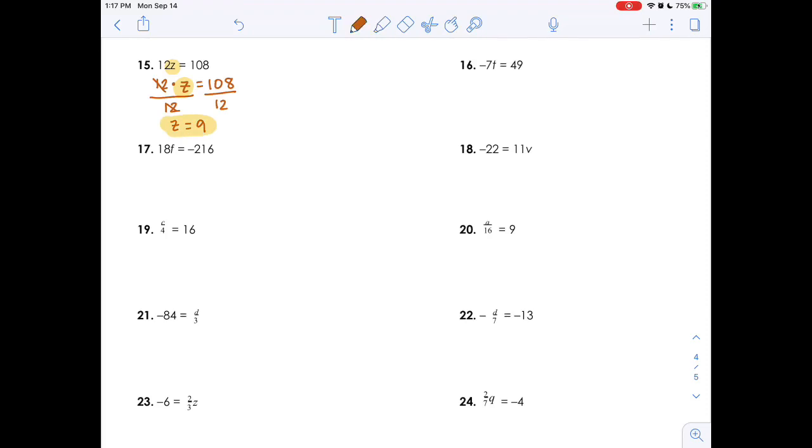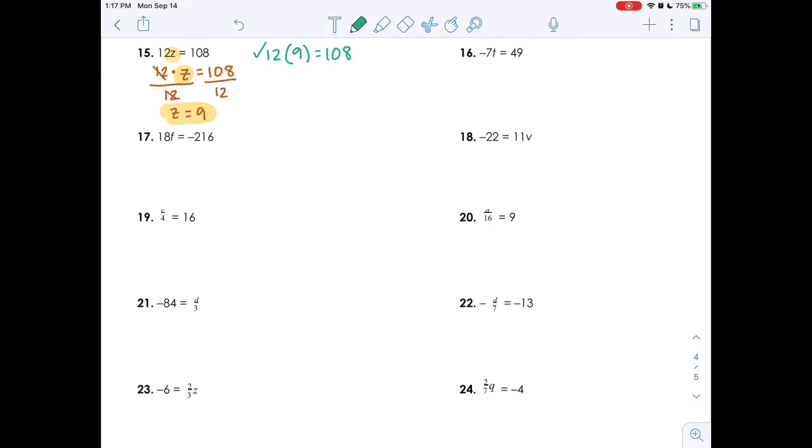Because this is the first one on this page, I'll just demonstrate how to check that if you want to do that on the evens. I would just plug in 12 times 9 equals 108, and I just want to verify that 12 times 9 actually does equal 108, and it does, so I know that my answer is correct.